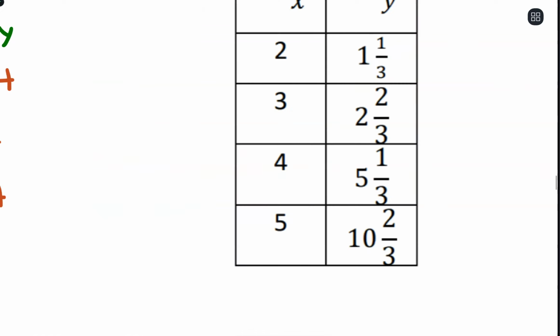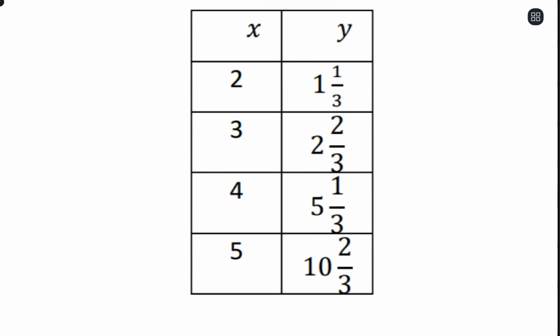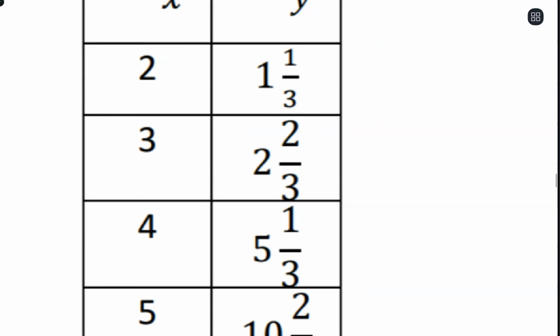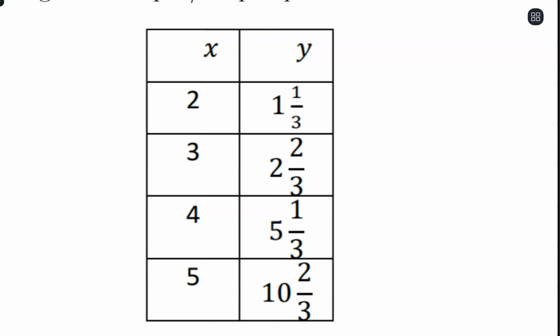Okay, let's go to this one. Let's go to the one with the fractions. I bet you were hoping I would save it for last, but I didn't. What I'm going to do is change these to improper fractions. So for x, we have 2, 3, 4, 5. I'm just going to do a quick check that x is changing the same each time. It's always adding 1. So that's good. But now I want to see how y changes, and to do that, instead of dealing with these mixed fractions of 1 1/3, I'm going to change them to improper fractions.